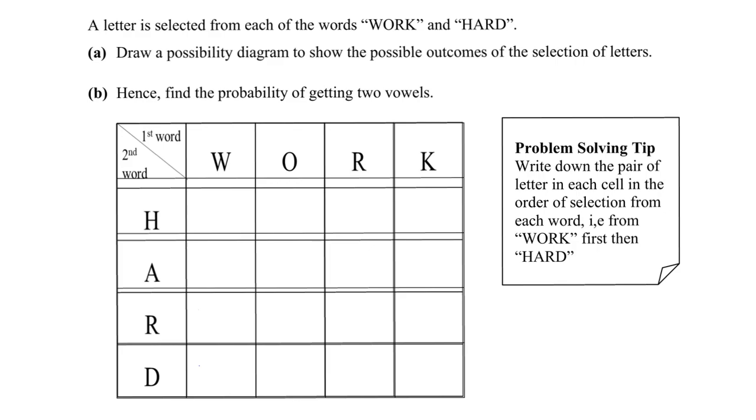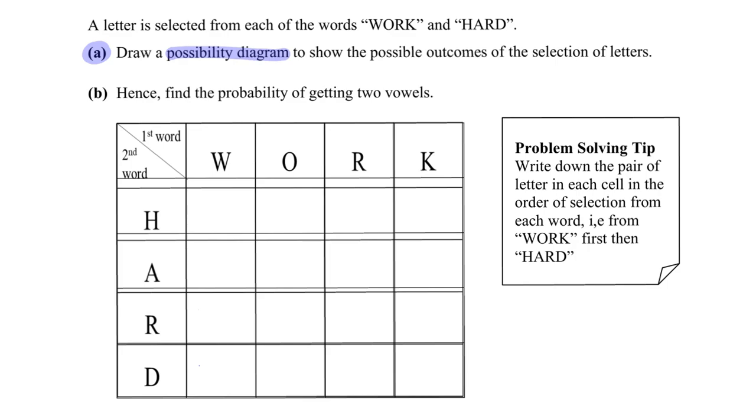We are going to select a letter from two words. One letter from each of the two words. The words would be "work" and "hard". Part A, to draw a possibility diagram. So I'm going to use this grid, or this table, to help us.